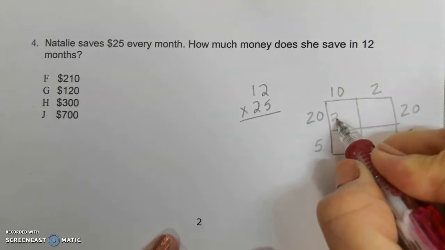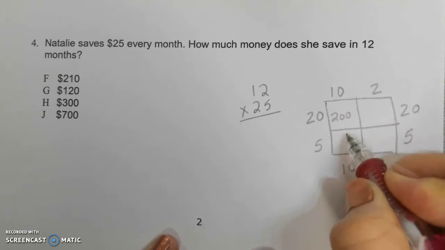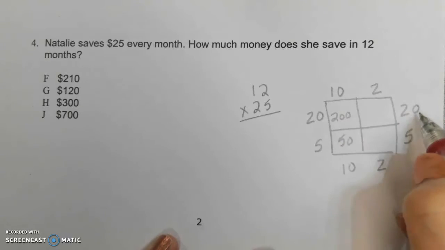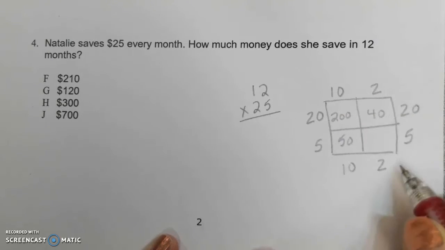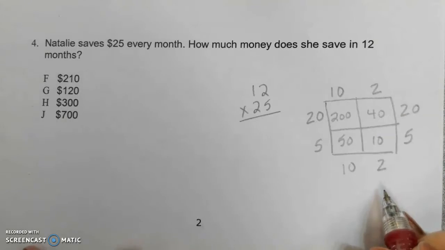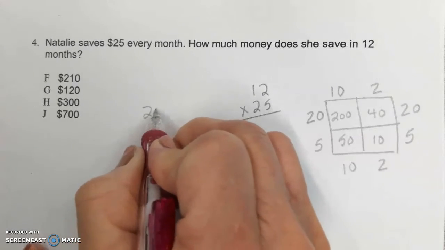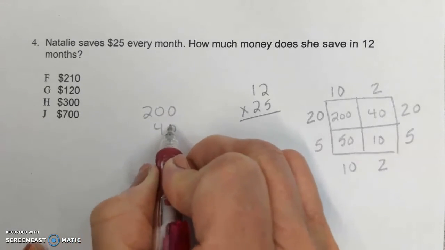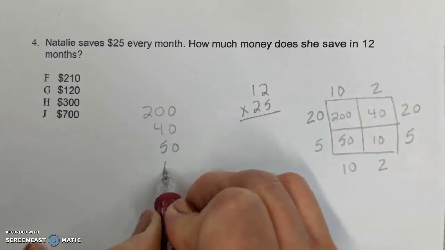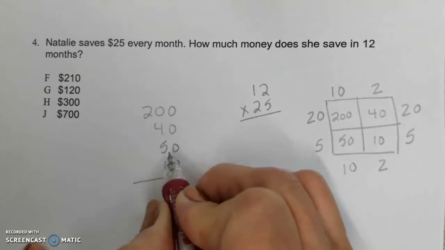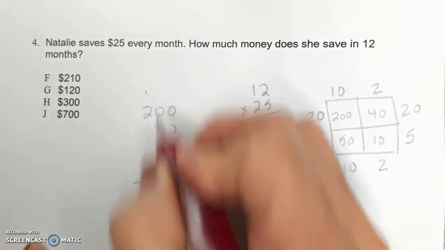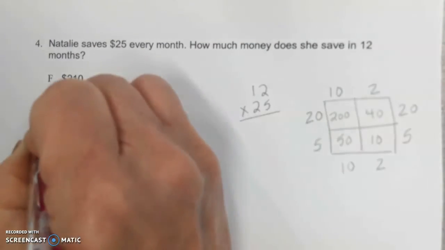10 times 20 is 200. 5 times 10 is 50. 2 times 20 is 40. And 2 times 5 is 10. Adding those partial products up, my answer is 300.